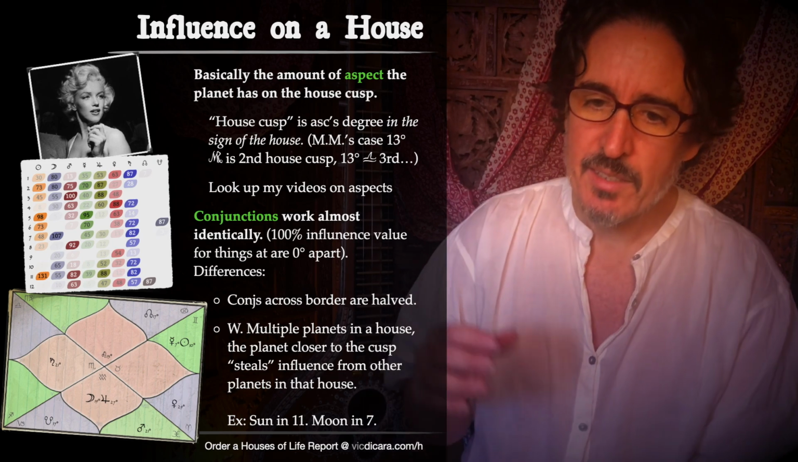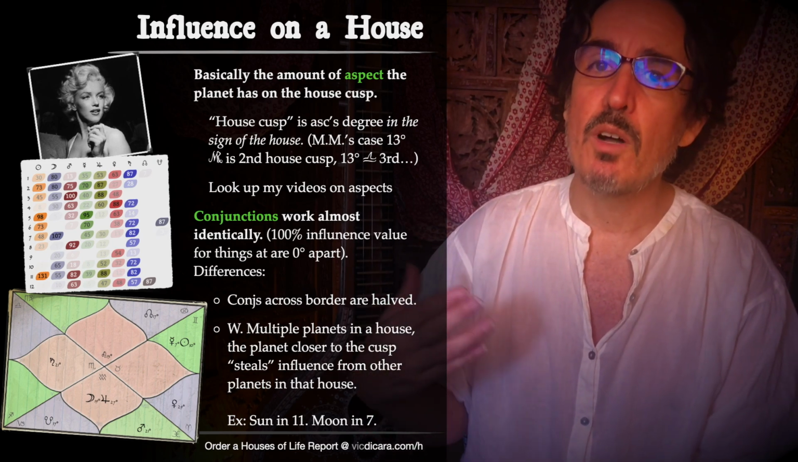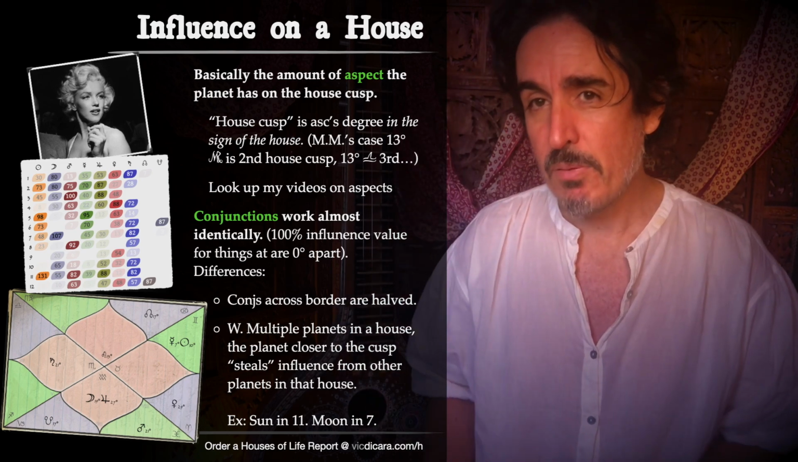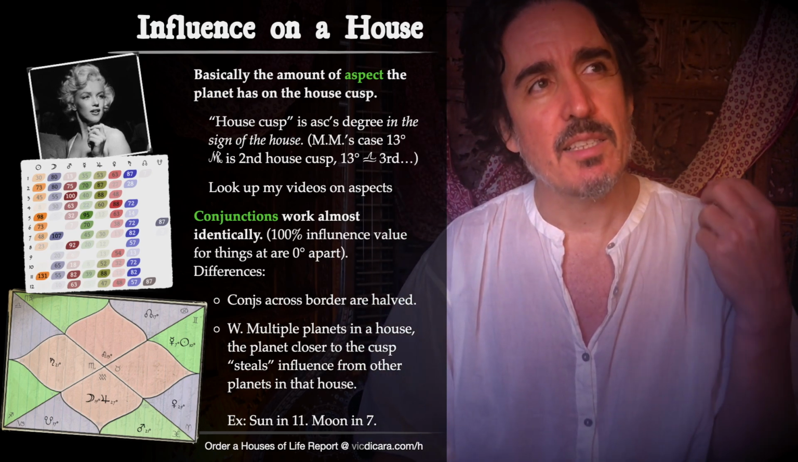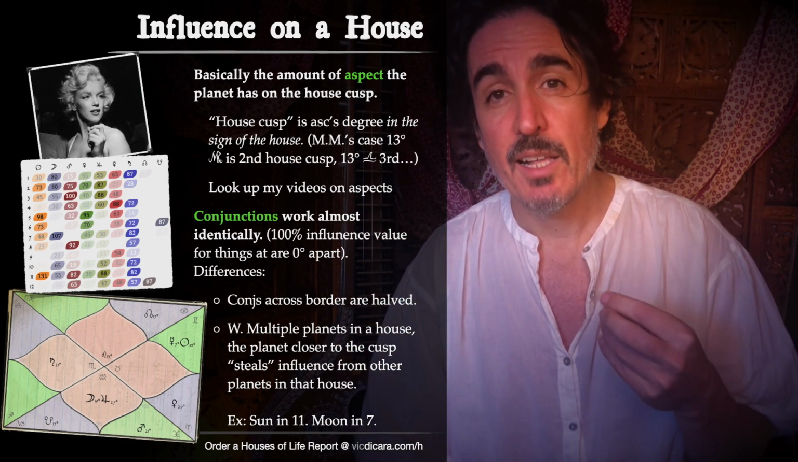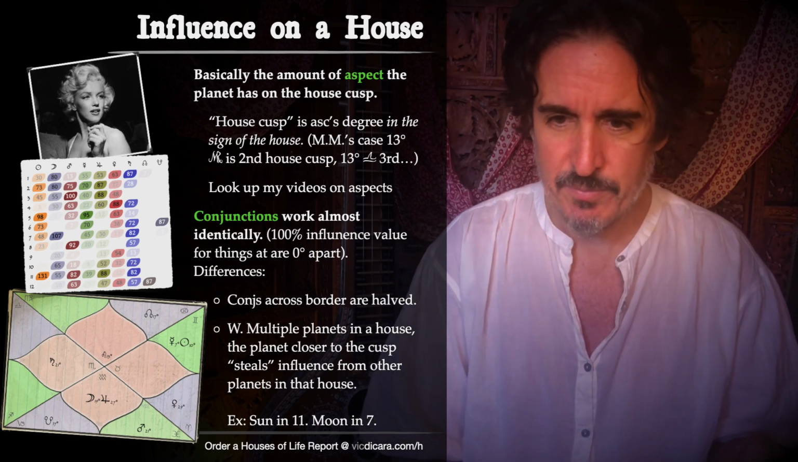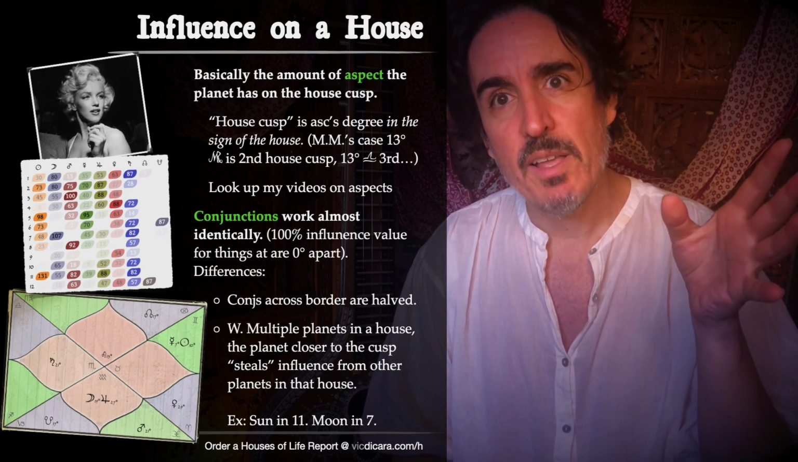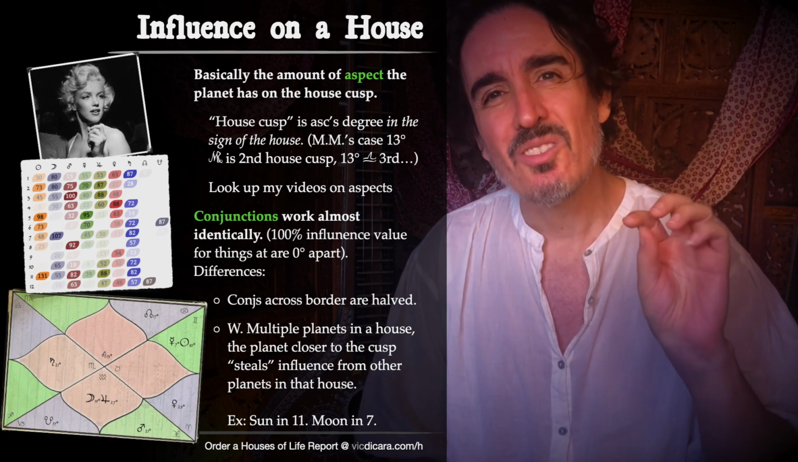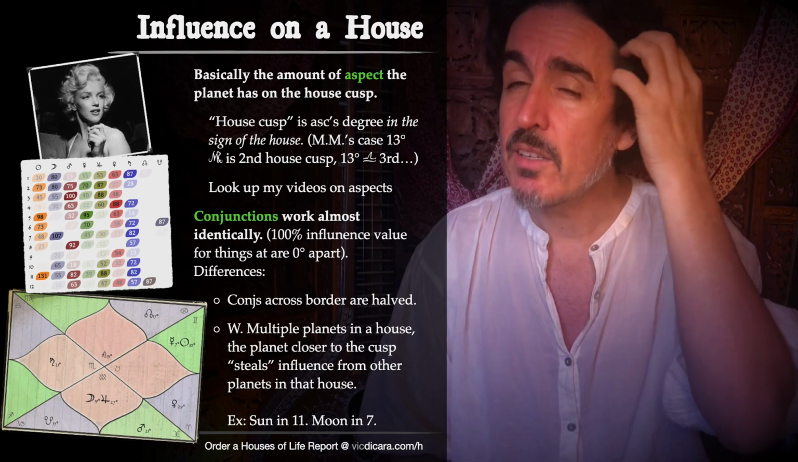All right, so that is how you calculate or quantify the amount of influence that a planet has on a house. It's the aspect or the conjunction that the planet has to the cusp of the house. Now, how do you use this value? You're going to multiply that against the dignity. So let's first talk about how you calculate or quantify dignity.